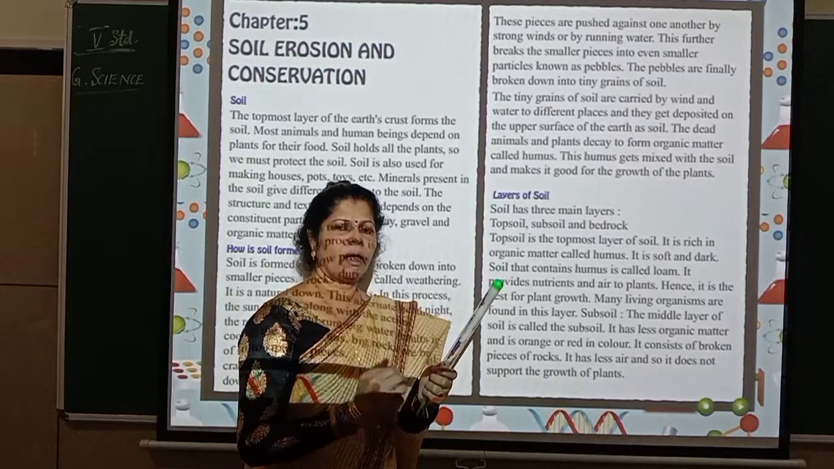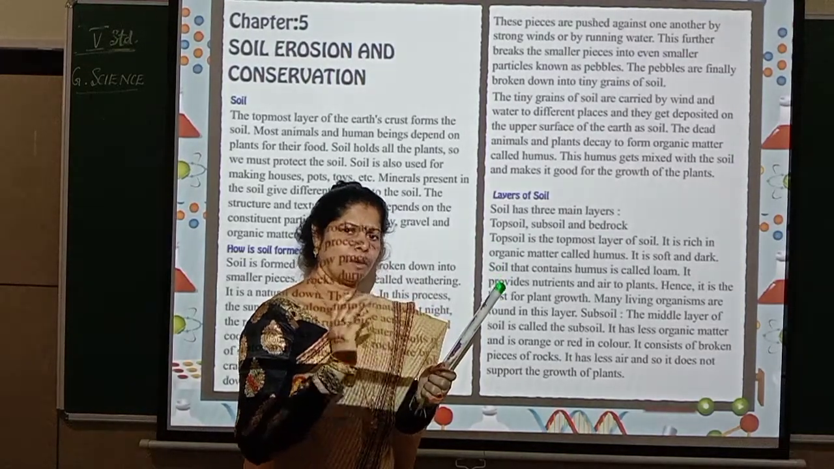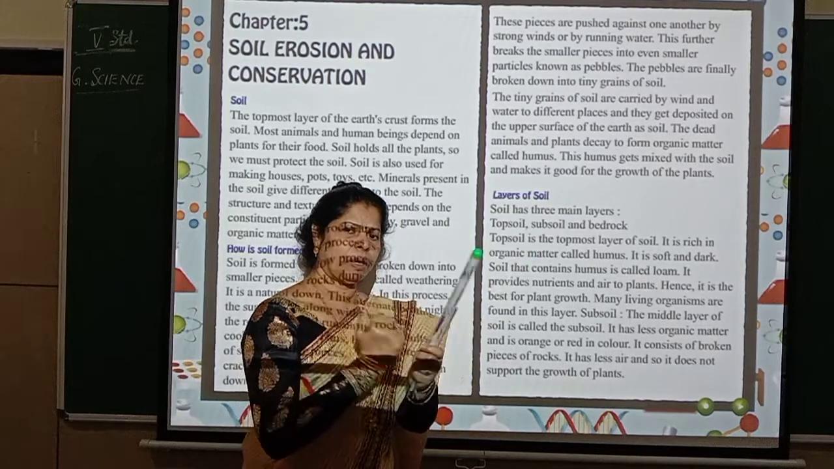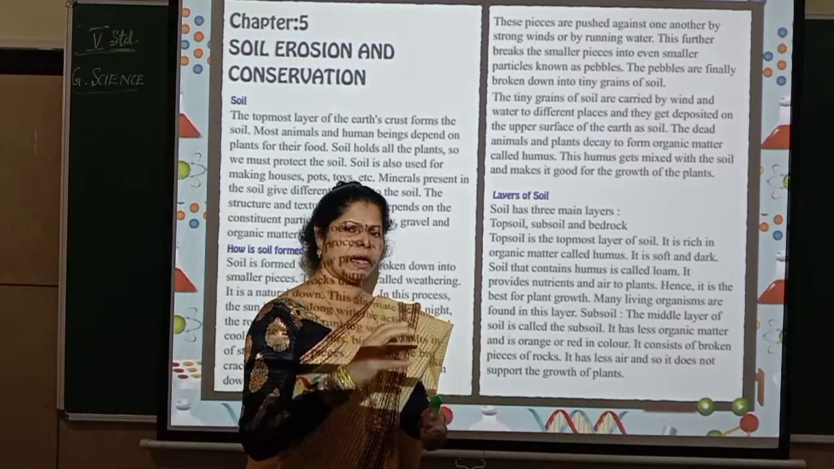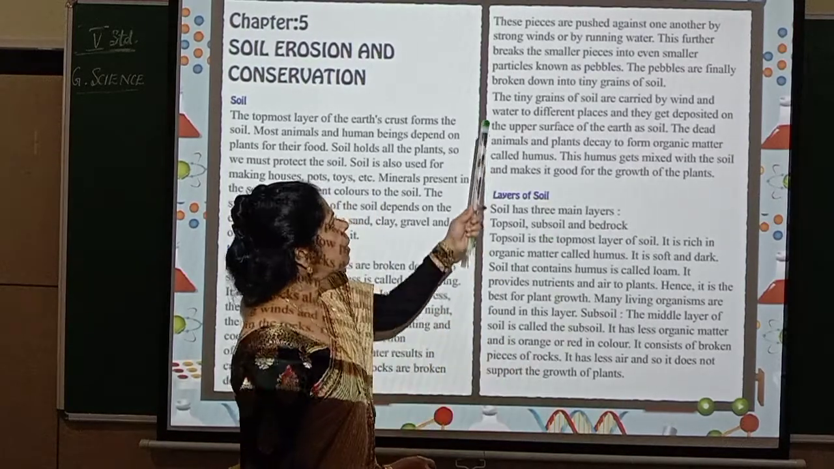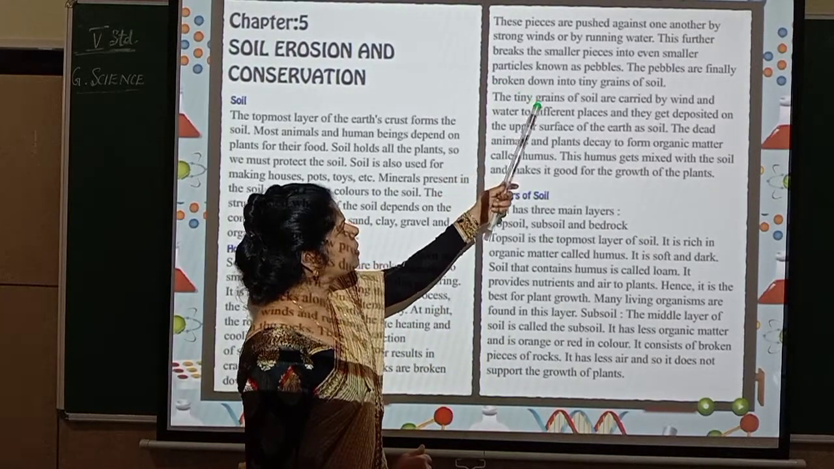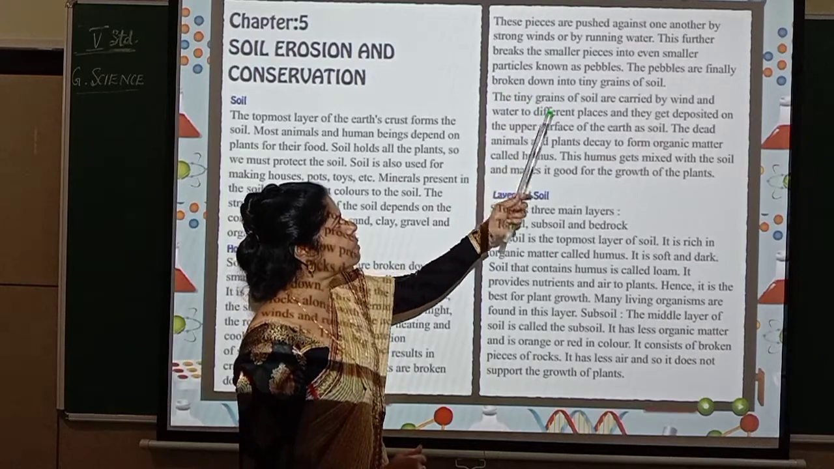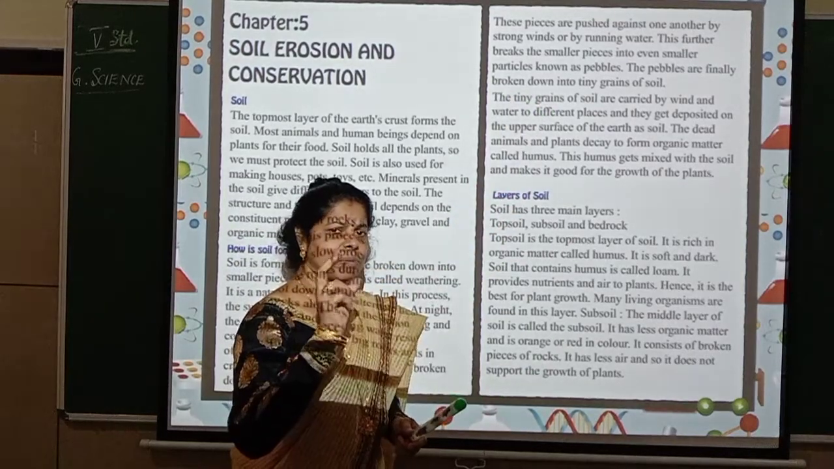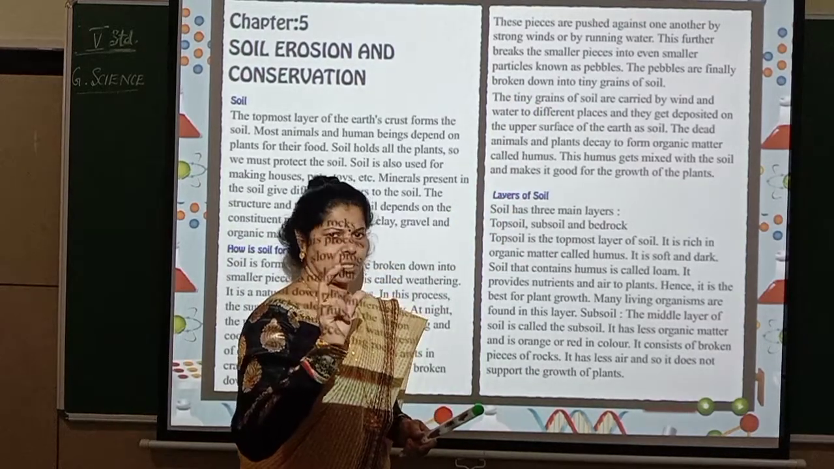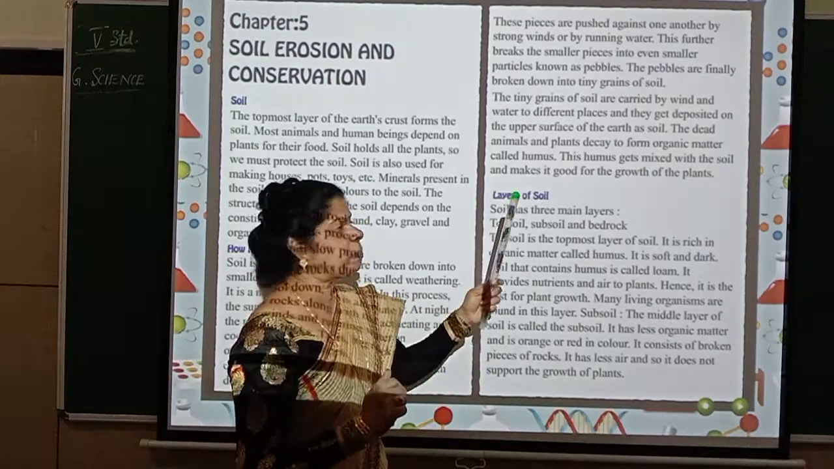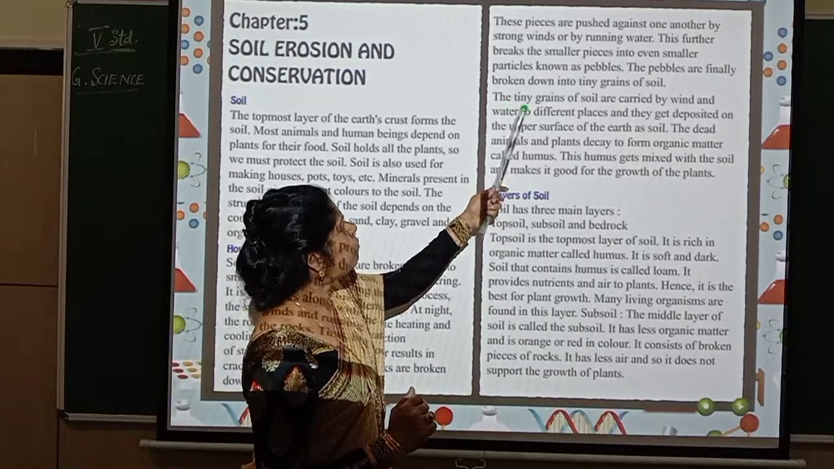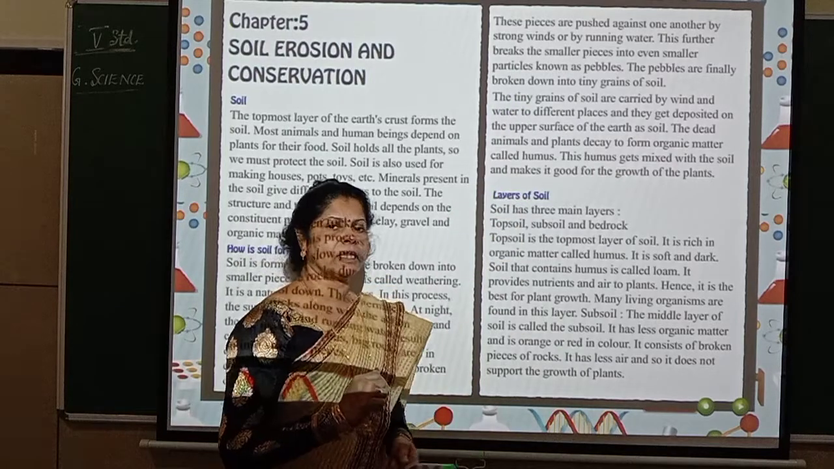Have you understood? Because of the action of wind, water, everything, they will be hitting each other and they will be breaking. So big rocks will break into smaller pieces. This further breaks the smaller pieces into even smaller particles known as pebbles. So now it starts becoming pebbles, means small stones. From big rocks, now it started becoming small stones. That is called pebbles. The pebbles are finally broken down into tiny grains of soil.